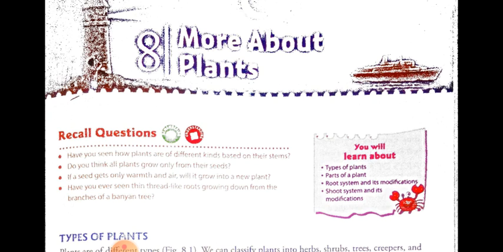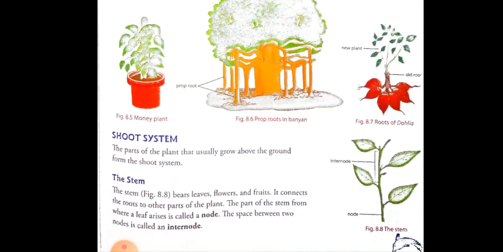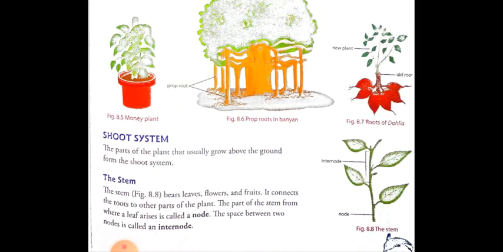In the shoot system, we saw the first part of the shoot system, which was the stem. The stem is the part of the plant that bears all leaves, flowers and fruit. It connects to the root of the plant. The part of a stem from where a leaf arises is called a node, whereas the distance between two nodes is called an internode.